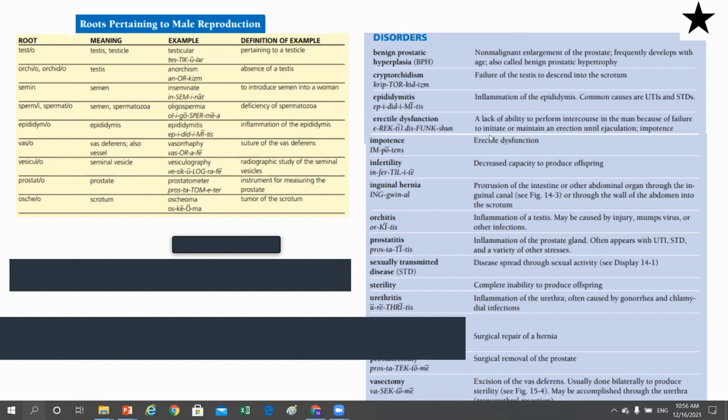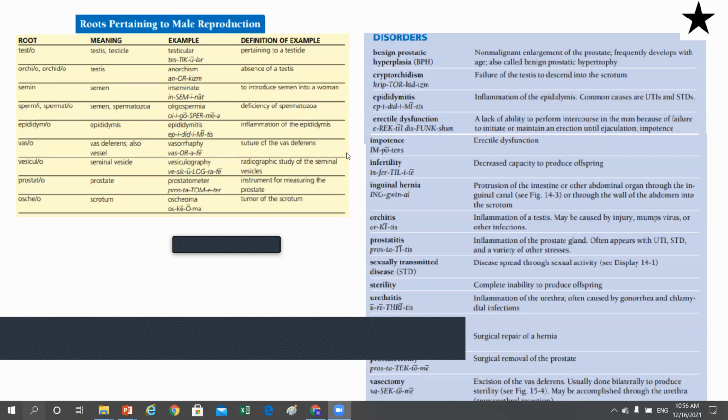Then we have the term cryptorchidism. As we talked before, the testes develop in our abdominal cavity. Then they come down at the time of birth. Before the birth, they reach the scrotum. So if they fail to reach, they are called undescended testes. And the other word for undescended testes is cryptorchidism. So cryptorchidism is undescended testes.